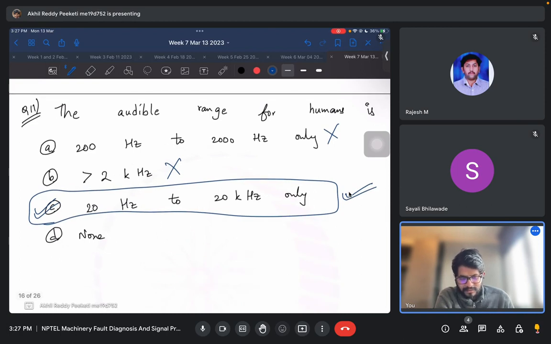But we need to remember that even though the sound pressure level might be the same when you measure it, the loudness you feel might be different for different frequencies. Okay.